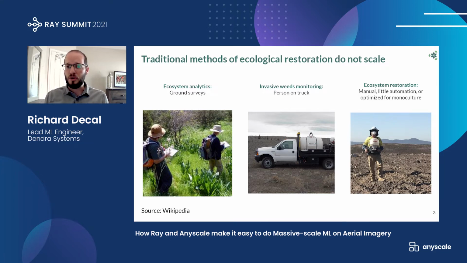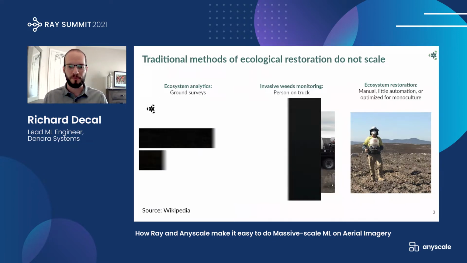The third thing is ecosystem restoration. Now, this tends to be very manual and have little automation, or it's optimized for monoculture. So if you're wondering why we can't just take tractors out into the wild, they tend to be very top heavy and they'll flip over if there's a bit of an incline. And they're typically used for monoculture. And all of these fail in places like cliffs where you can't go with a machine or on foot.